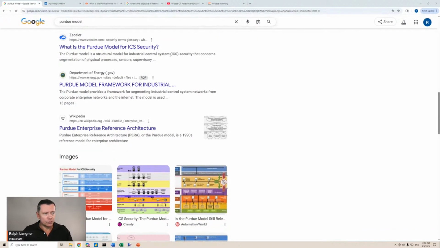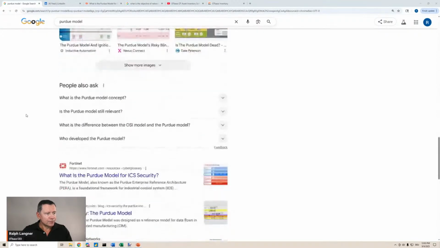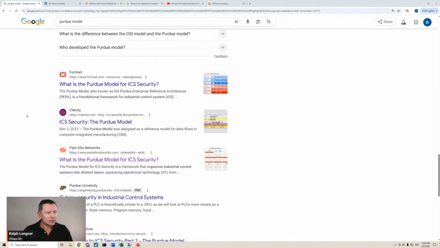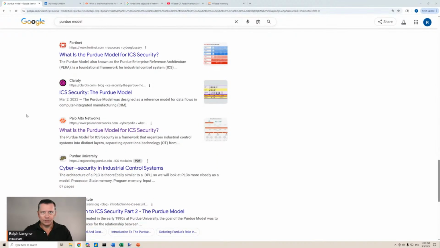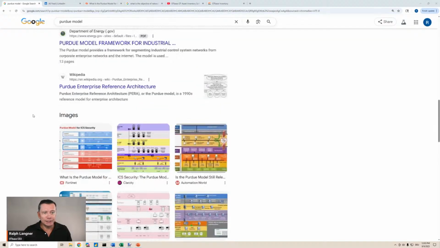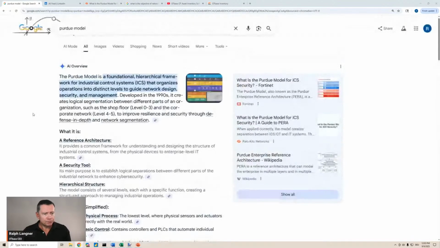Zscaler, what is the Purdue model for ICS security? Department of Energy for industrial security, blah, blah, blah. And if you ask me, I find that rather non-intuitive. So we just wanted to learn about that abstract term or concept, and now we are knee-deep in ICS security. That doesn't make a lot of sense, and I will explain why.